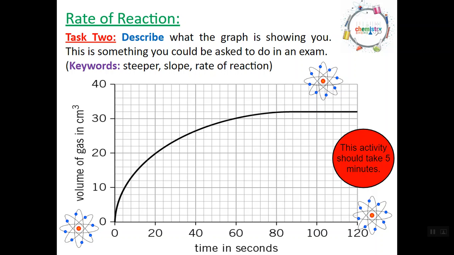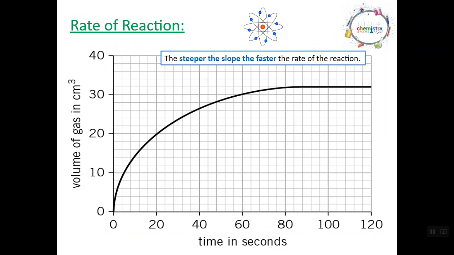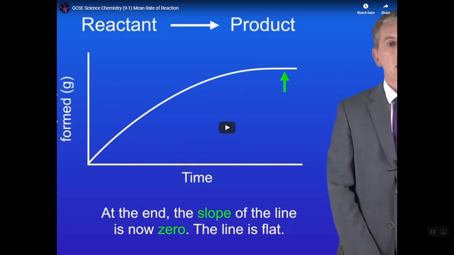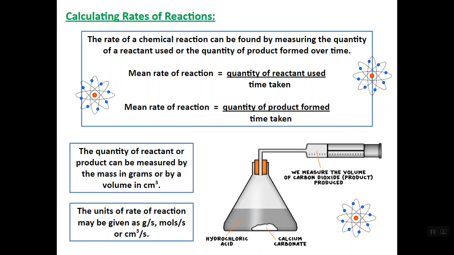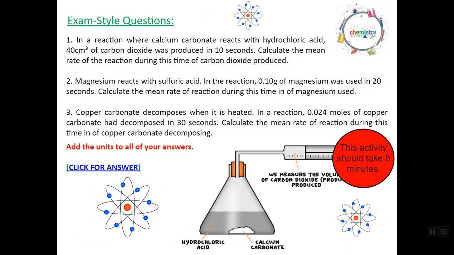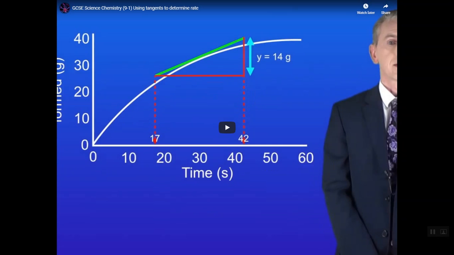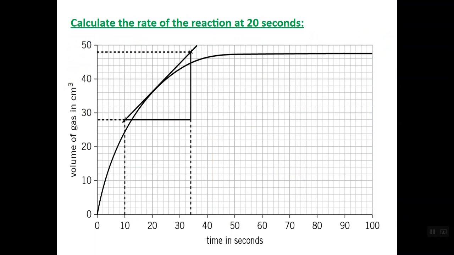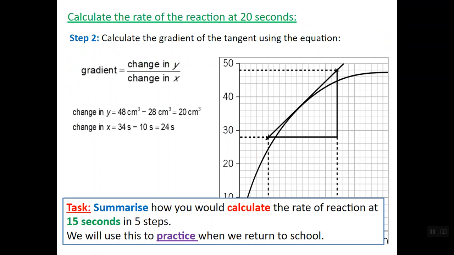Once you've done that, you've got some videos from the guy that we call Keith, who will go through how to work out the rate of reaction using the graphs, and you have some questions, and you have another video about tangents which you can also work through. And the only task I've put for the tangents, because without me being there to teach it, it's a little bit difficult, is to summarize how you calculate the rate of reaction at that point so that we can practice it when we get back to school.